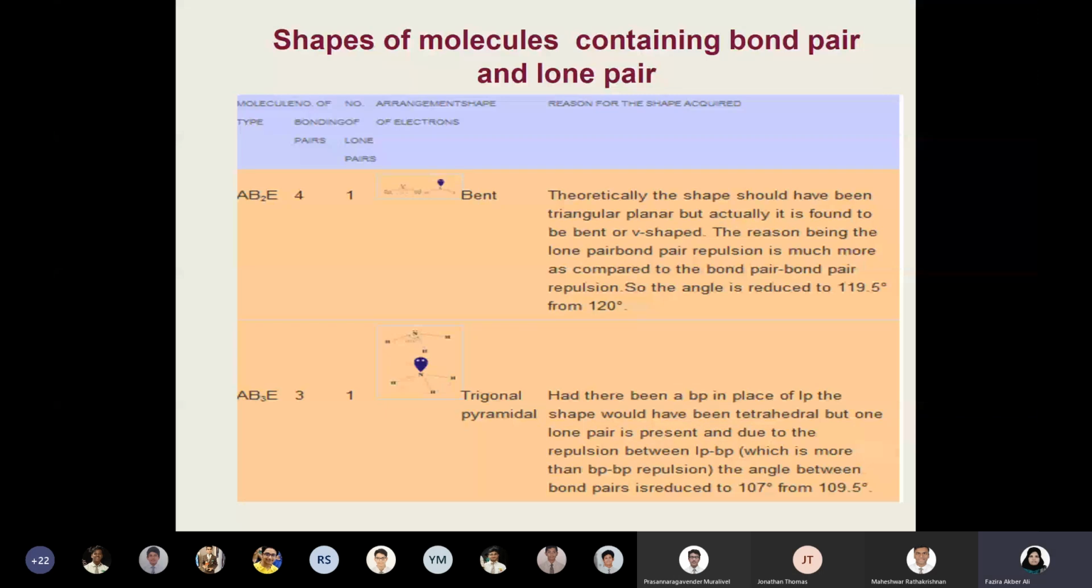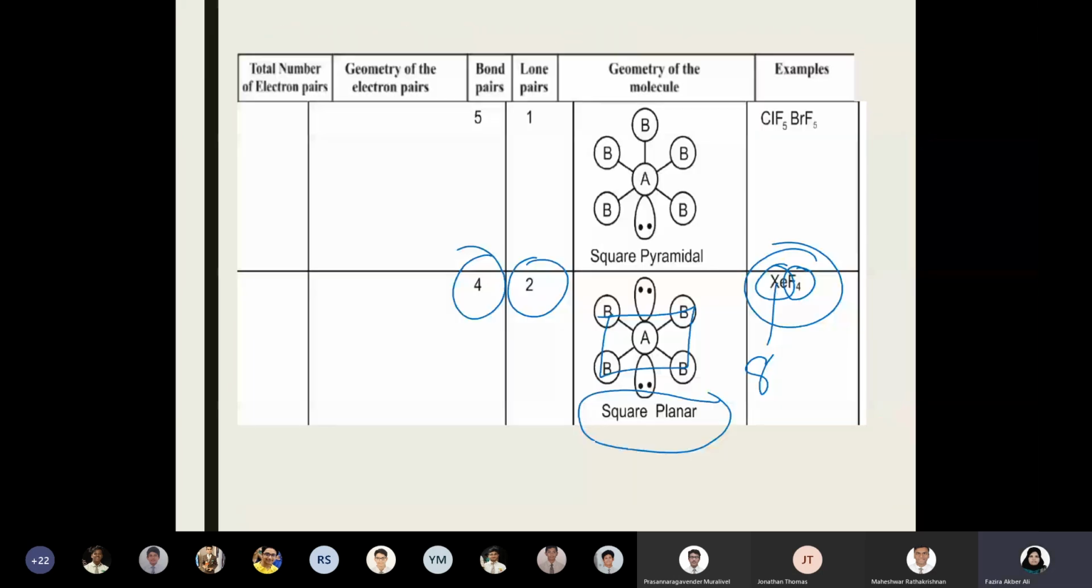And before the summer break, I think I have already given the notes for NH3, right? That was one of the important examples. So those who have not done it, please try to get it from others and complete the notes.